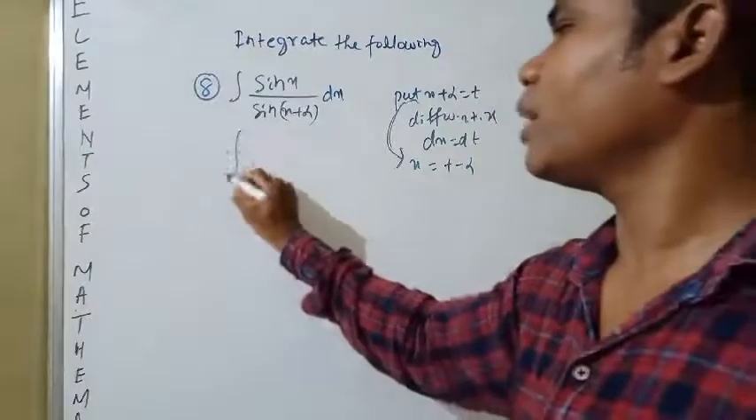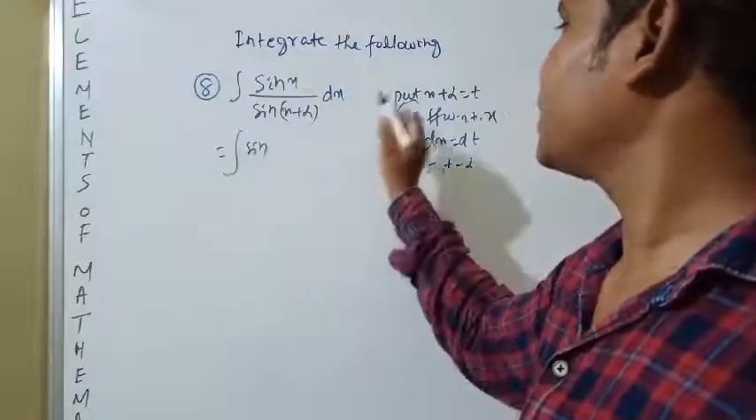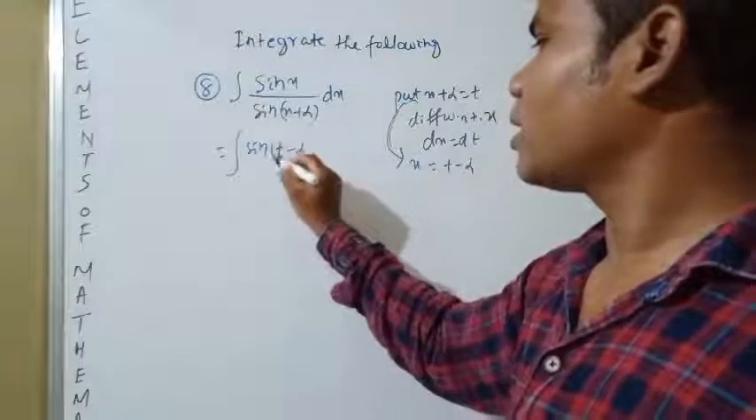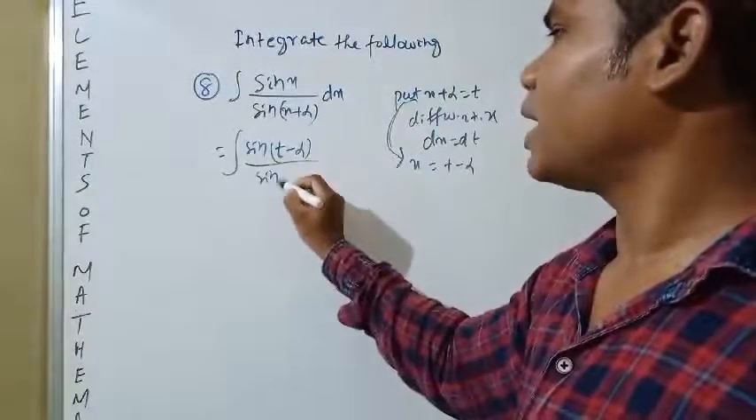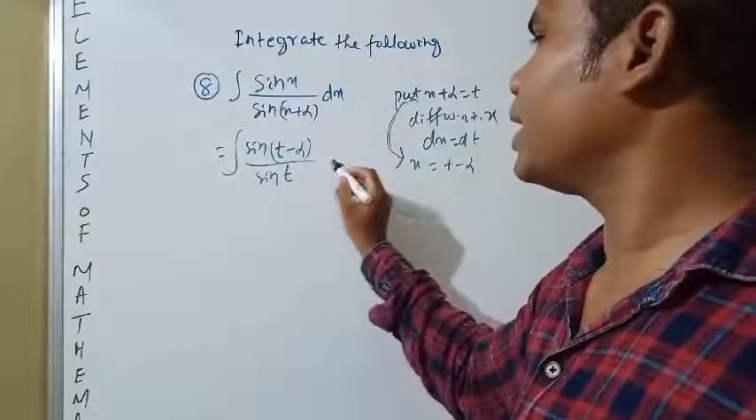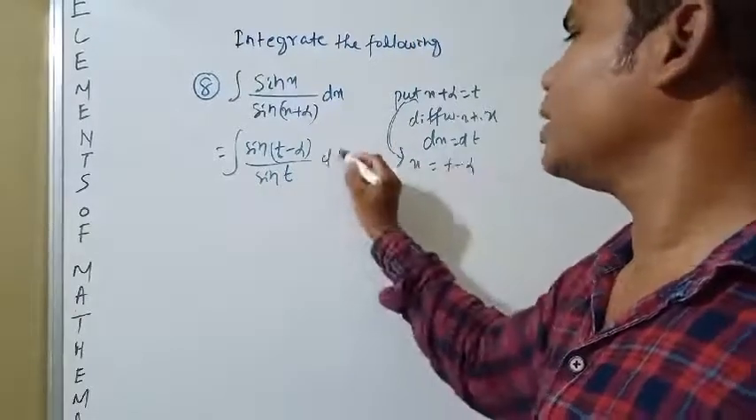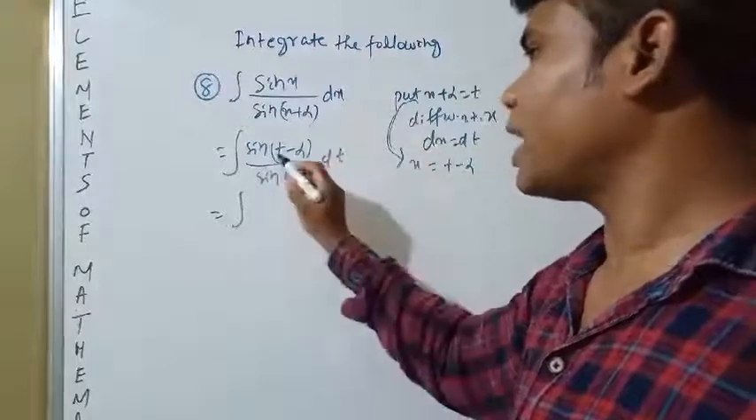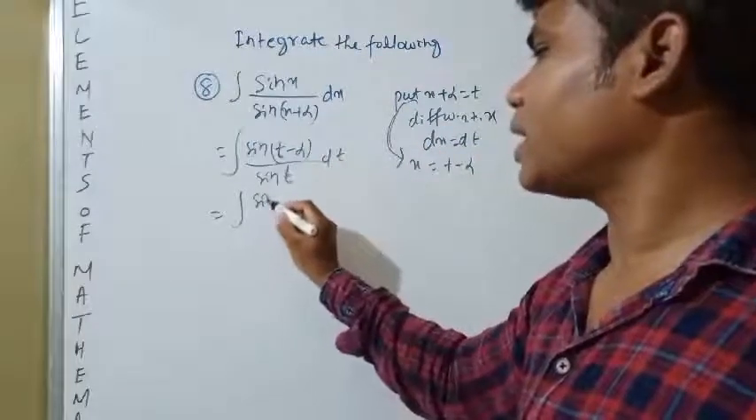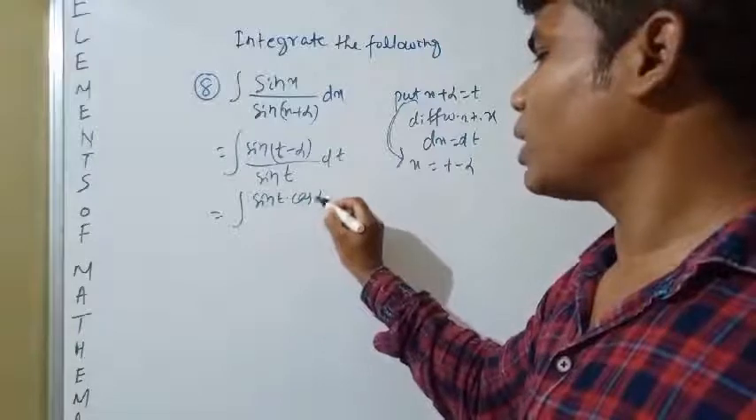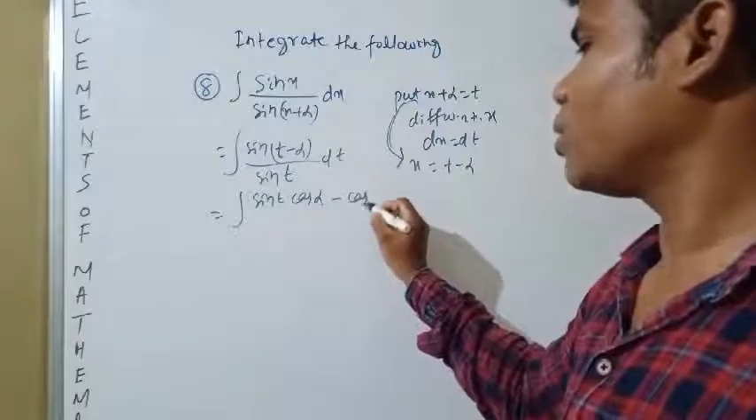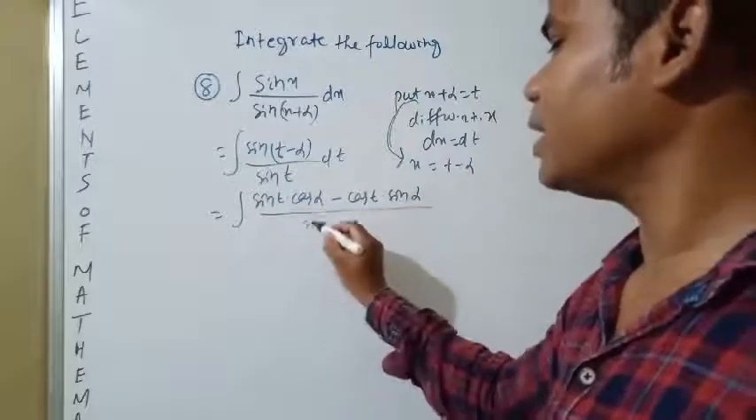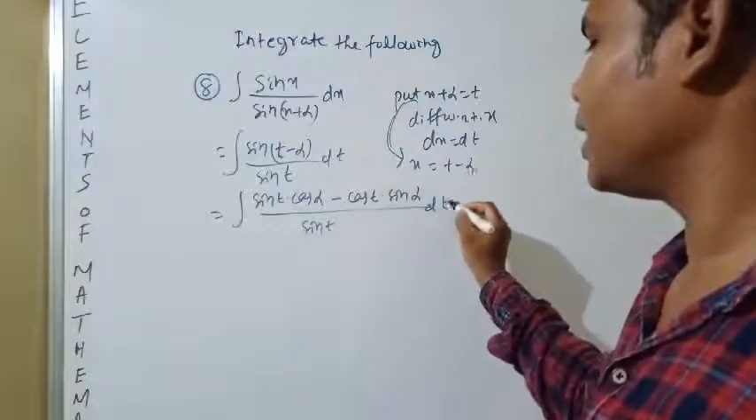Okay, here you write sin x. x is equal to how much? t minus alpha. Divide sin(x plus alpha) is equal to, we have taken t. dx is equal to dt. Okay, this is the formula sin(a minus b): sin t into cos alpha minus cos t into sin alpha, divide sin t dt.